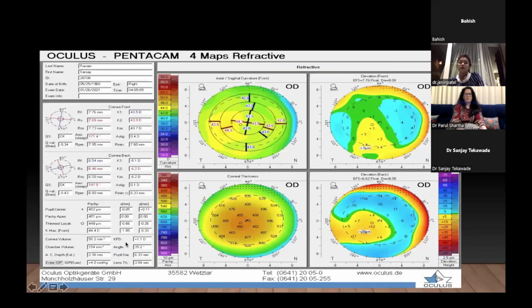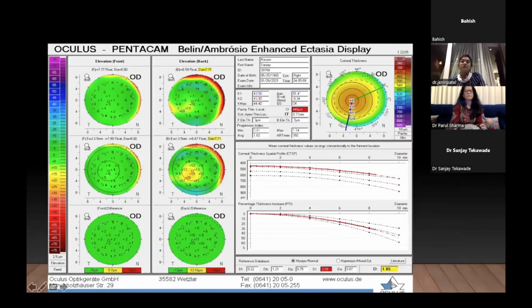The rest of the eye is normal. But what we have missed is his thinnest location is 449. The pachymetry apex is 451. Now, this patient is a normal thin cornea. Because he's a 450 pachymetry, we've not done anything, but not every thin eye and not every elevation on the back surface will be a keratoconus.